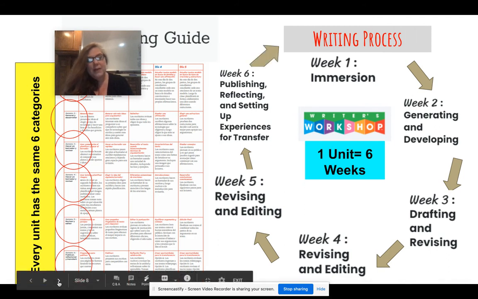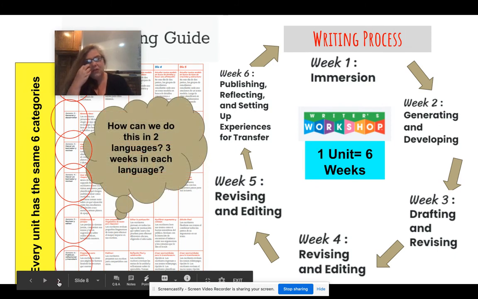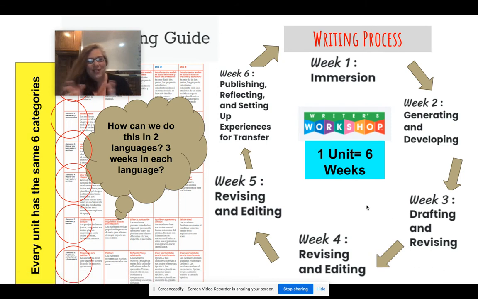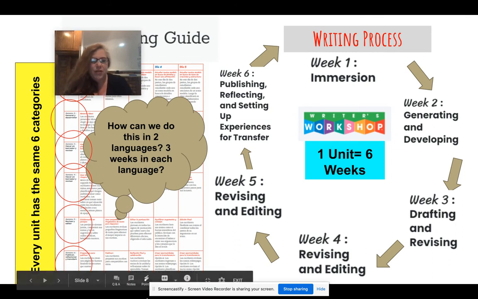So something you might be asking yourself is, how can we do this in 2 languages when we have 3 weeks in each language? Because ultimately, at the end of the 6 weeks, you will have a finished product that the students have written. But we are working in 2 languages, so we would have to decide how we would do that every unit.